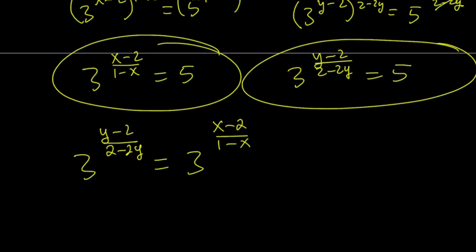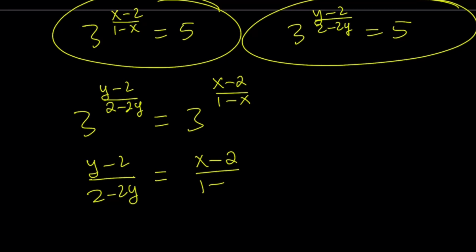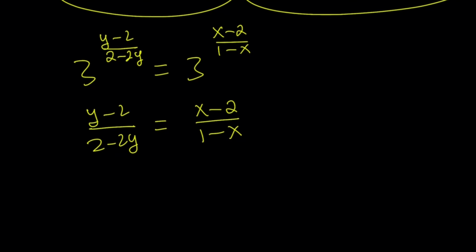Okay. Now, since the exponents are equal, the bases also have to be equal, or if the bases are equal, so are the exponents. I kind of confused myself here. Anyways, from here we can say that (y minus 2) over (2 minus 2y) equals (x minus 2) divided by (1 minus x). And from here we're going to be solving for y, but solving for y is a little painful because of the way the x's are.